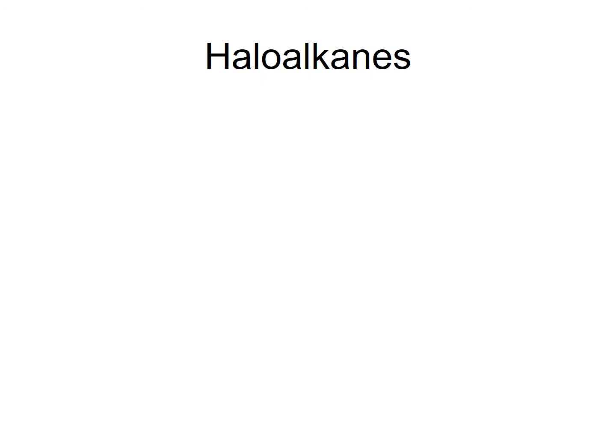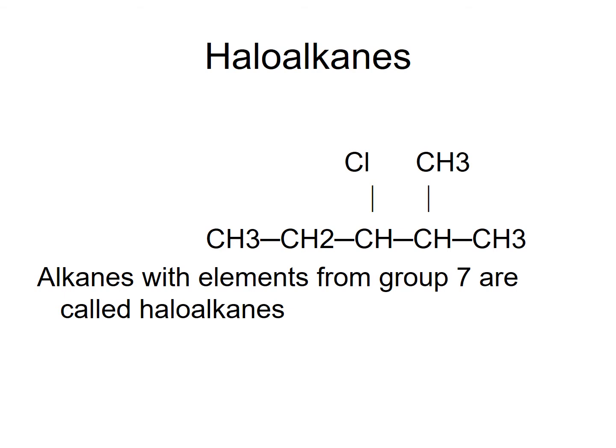Okay, now we're going to add our first other element besides carbon and hydrogen to make our functional groups. We have the haloalkanes. The haloalkanes are where you take a hydrogen off and replace it with a group 7, or sometimes called group 17, element called a halogen. And so these are called haloalkanes. And these are never found naturally in nature. They're always man-made.